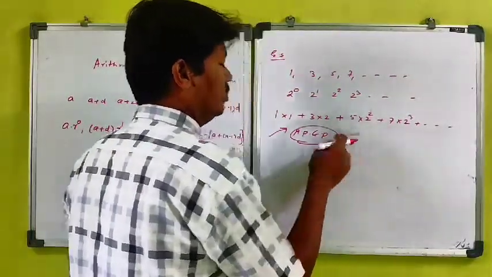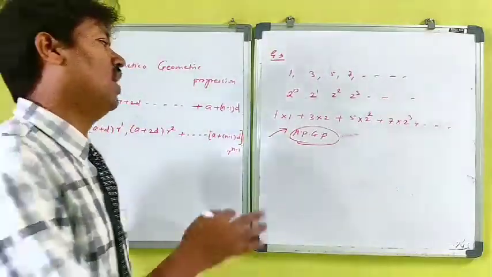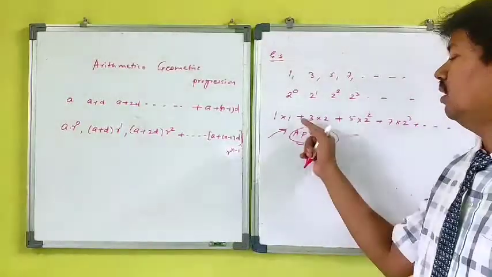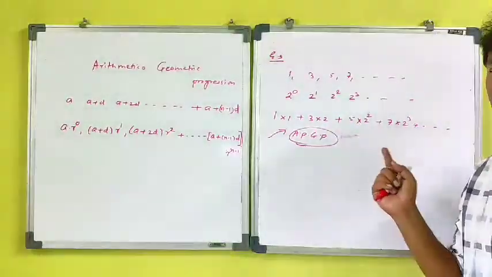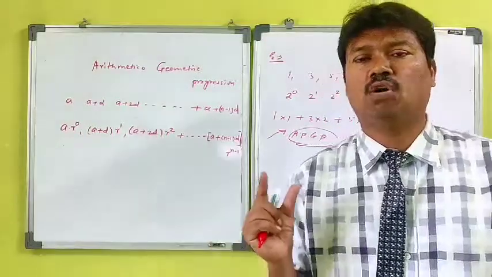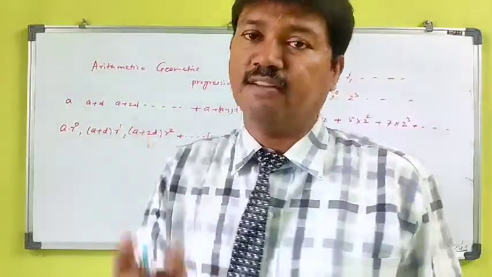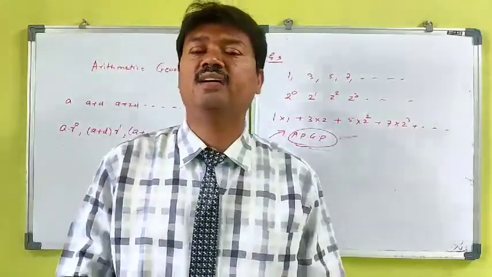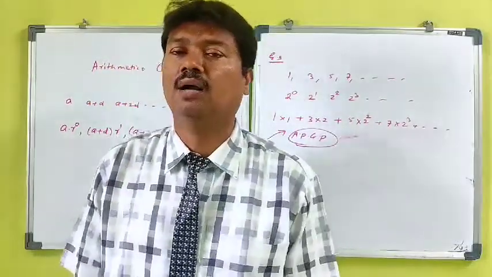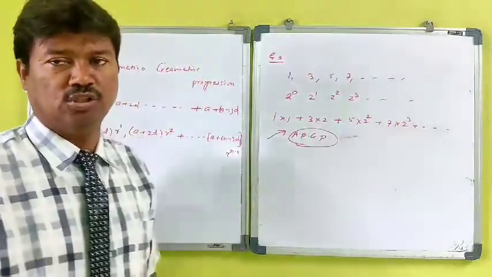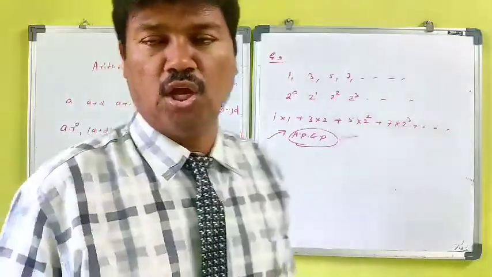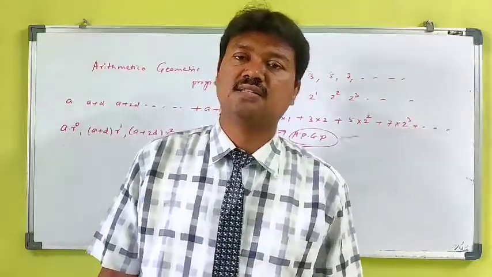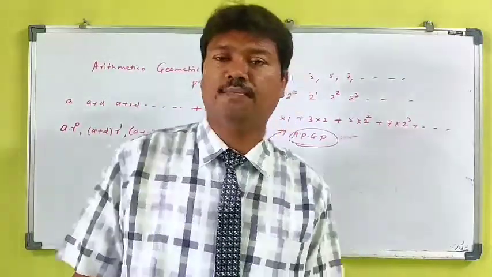The AP-GP summation. That is, 1, 3, 5, 7 is in AP, and the term which is multiplied is in the common ratio. This 2 is the common ratio. So this step to identify the AP-GP is very important. Once you identify it, there is a very standard method to find the summation of n terms of AP-GP. So now we move to the next part, that is how to find the sum of n terms of AP-GP.